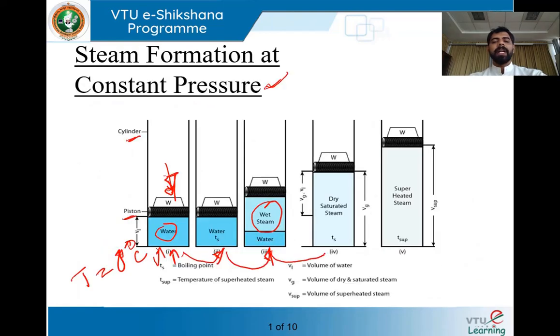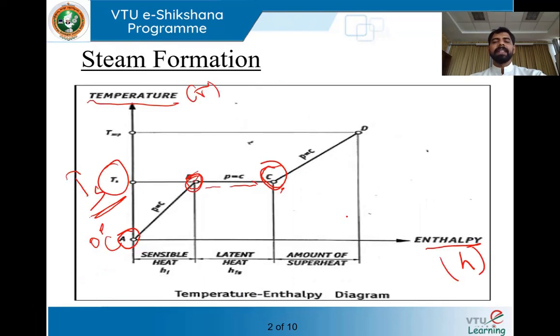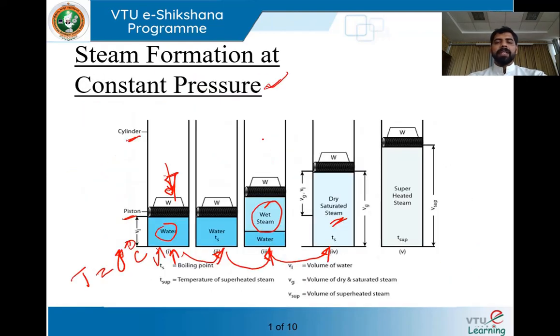By the time we reach point C, this is the state. All the water particles have been completely converted into vapor. In that state, we call that steam dry saturated steam. Previously it was wet steam because it had both water as well as steam particles. Once we reach this point C, we say that it is dry saturated steam. But from point B to point C, the steam will be in the form of wet steam. Okay, that is what we have shown in this diagram.